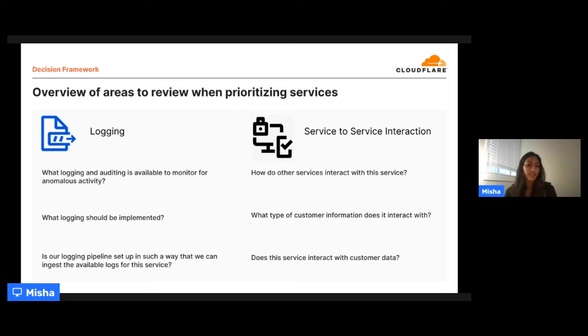So the fourth point is service-to-service interaction. How do other services interact with this one? What type of customer information does it interact with? And does the service interact with customer data? Service-to-service interaction means what kind of downstream and upstream services it is exchanging data with, and what kind of information it is sending to these other services. Maybe we want to detect when it sends a wrong kind of data point, or if it allows for user intervention and users to manually push different kinds of data in, can we detect that?